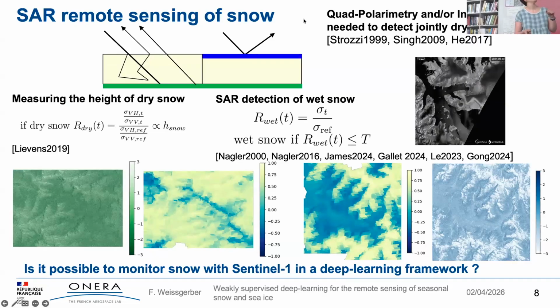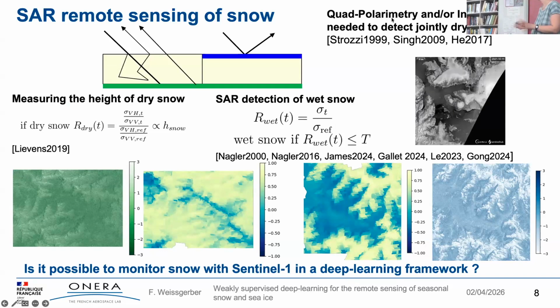But generally, what is done is that if we know that we have dry snow, it has been shown that the ratio between the two polarimetric channels of Sentinel-1 is proportional to the height of the snow. But that is if you know that you have snow, because a lot of other phenomena like vegetation can create a difference between these two polarization channels. And so you cannot detect snow using that information.